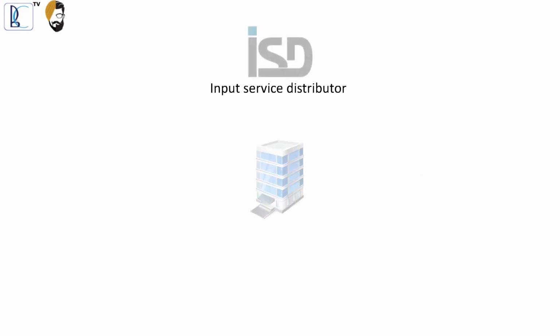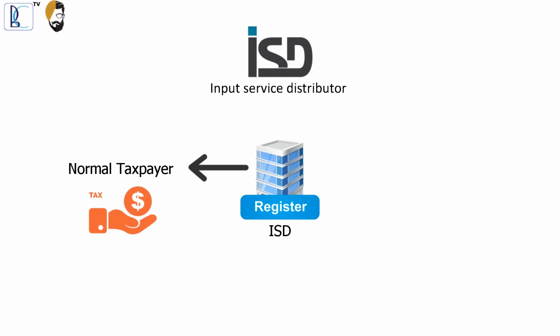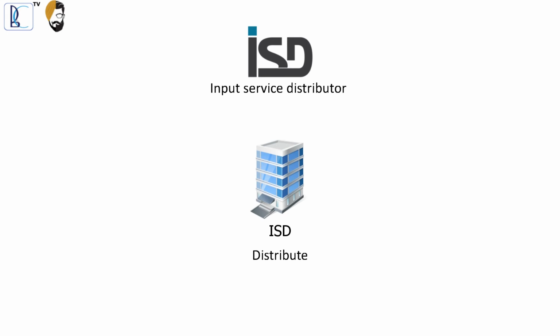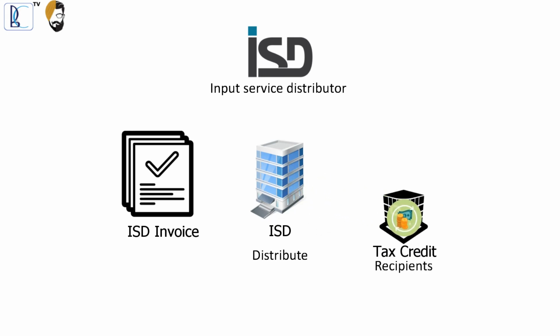Registration: An input service distributor has to compulsorily register as an ISD, apart from its registration as a normal taxpayer under the Act. Only then will it be able to distribute the credit to the recipients. Invoicing: ISD can distribute the amount of tax credit to recipients by issuing an ISD invoice.